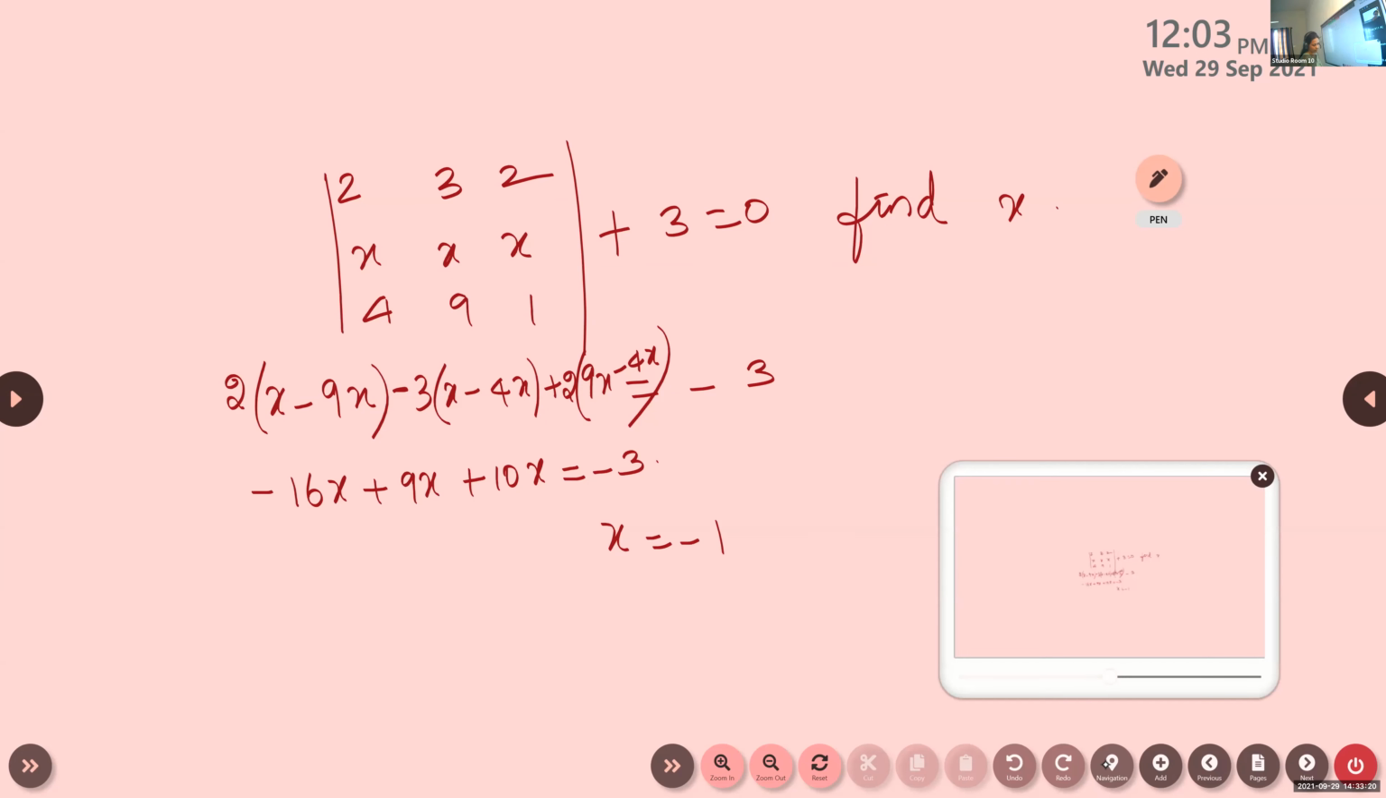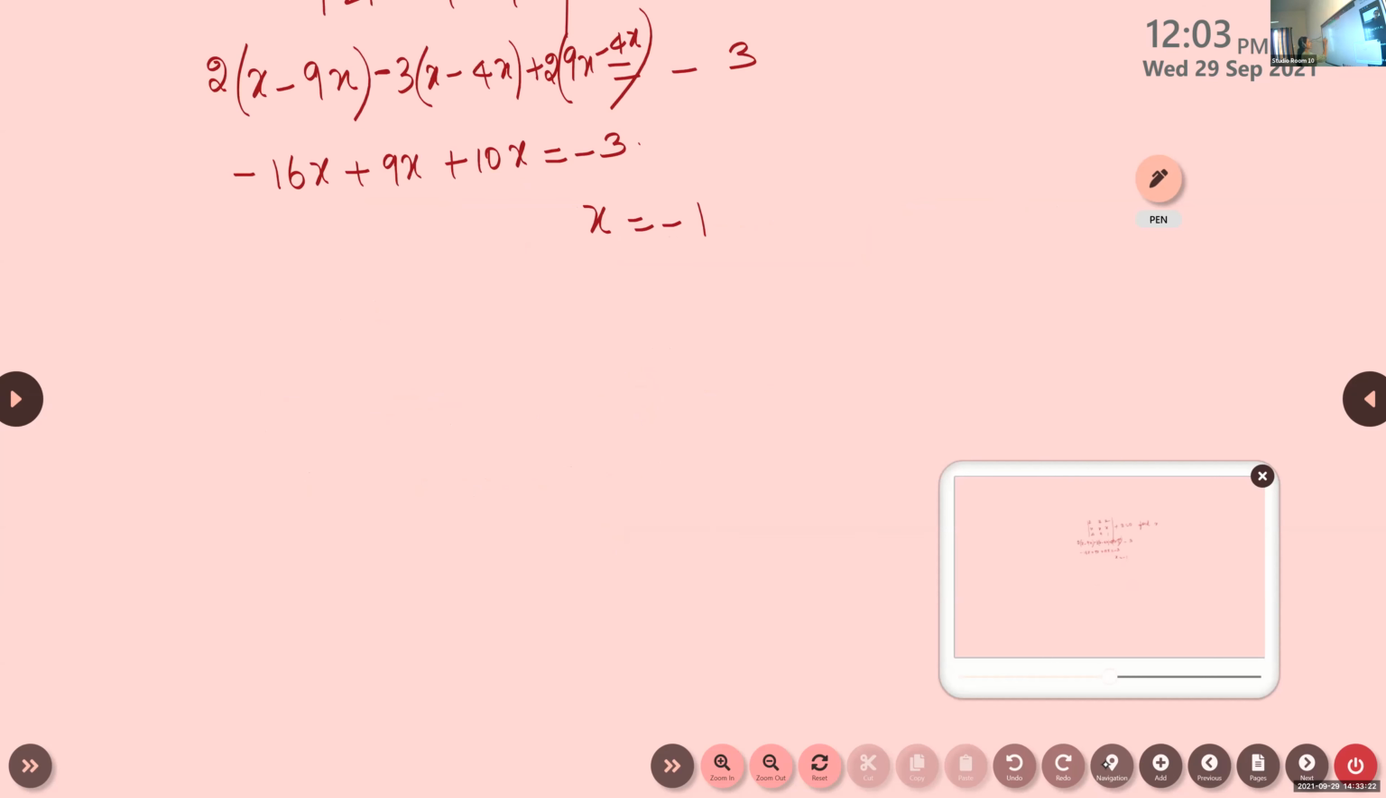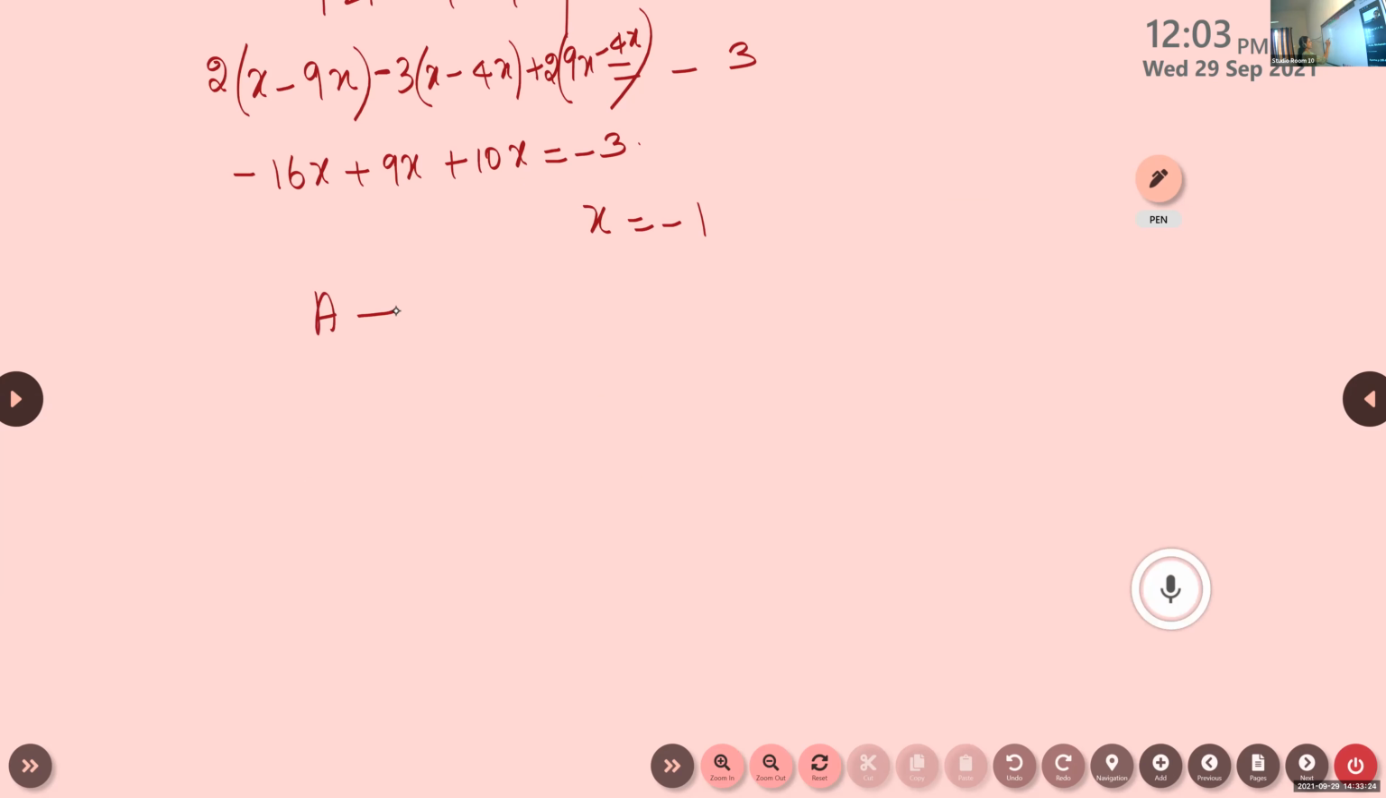Write the next question. A is a 3 by 3 matrix with determinant A equal to minus 2. Then what is determinant of A into A adjoint?